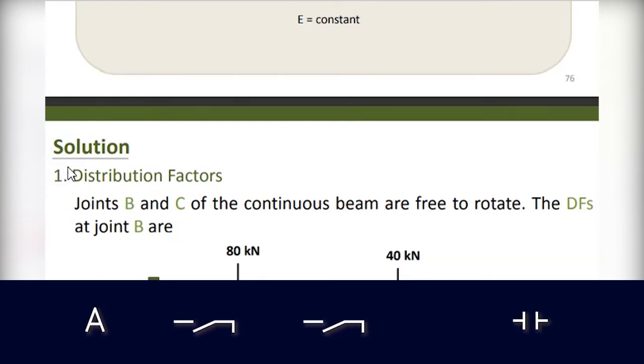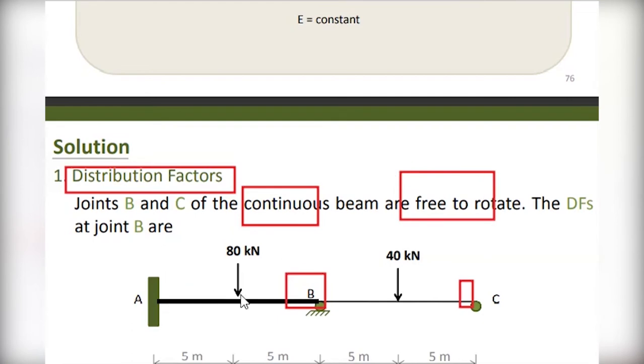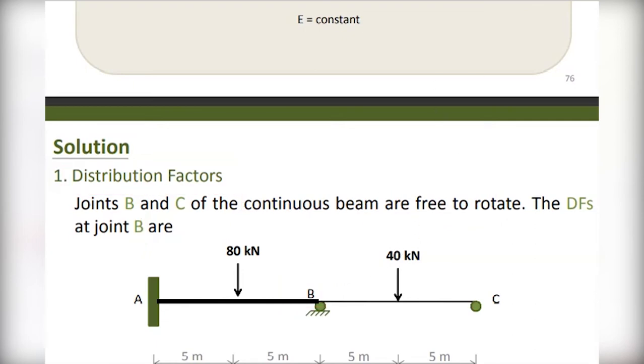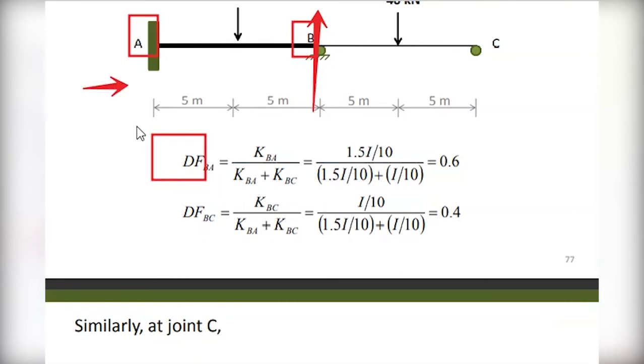Now the solution. The first step, as we said, is to find the so-called distribution factors. Now find the distribution factor at joint B and joint C. Consider the joint continuous and free to rotate. So how can you do it? If the joint B is free to rotate, the procedure is as follows. Now the distribution factor for BA, it means from this direction to this direction, because if you consider A to B, here it is fixed, so the distribution factor is equal to 0. So the consideration is B to A.